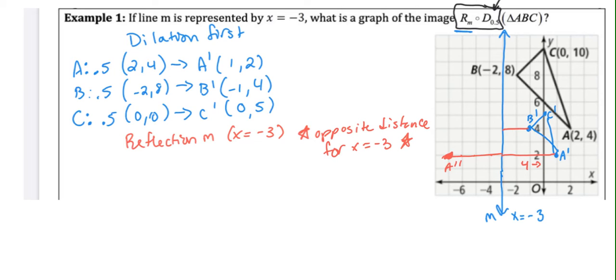B prime is 2 to the right. Therefore, we go 1, 2 to the left for B double prime. C prime is 1, 2, 3 to the right. Therefore, 1, 2, 3 to the left for C double prime. And here is our final image. So we did a dilation to get the single primes, and then we got the double primes by doing a reflection over line M. So we went the opposite distance from this line M here.